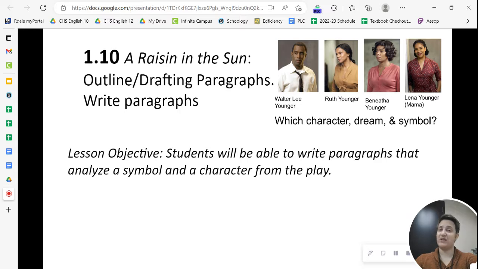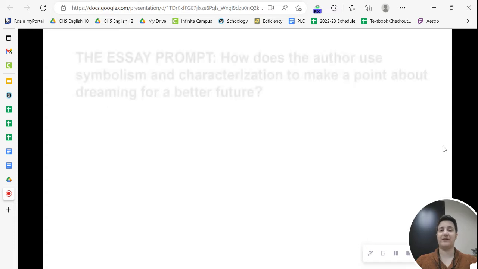In 1.10, we're going to start planning for your summative by outlining and drafting the paragraphs that you will write for your summative. You'll be looking at one character from the play and analyzing a symbol that's connected with them, just like you've been doing throughout the packet.